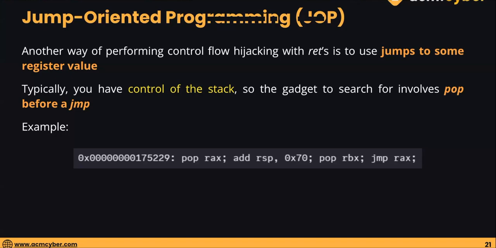All these little gadgets can be chained together to perform control flow hijacking while bypassing the mitigation of the shadow stack.